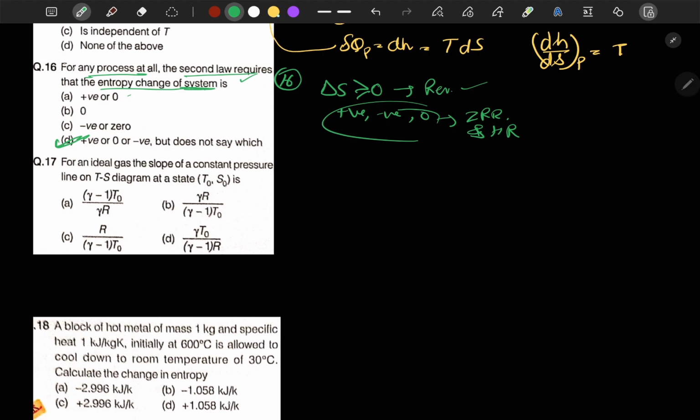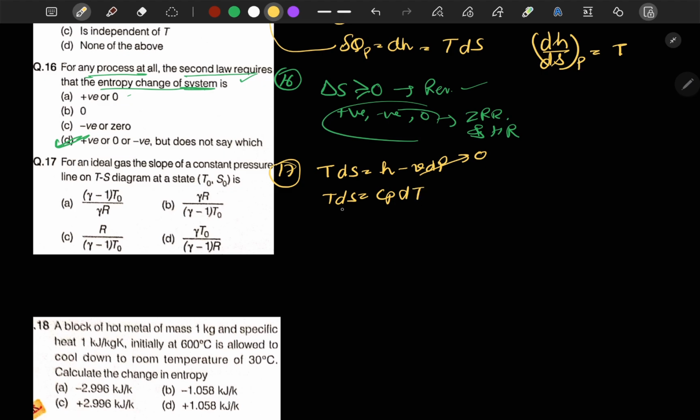Okay, now moving to question number 17, it is mentioned that for an ideal gas, the slope of constant pressure line on TH diagram at a state T naught. Okay, so from the TdS equation we know that TdS is equal to dH minus VdP. Okay, now since the process is at constant pressure, we can directly write dP as 0, and we can write TdS is equal to, for dH we can write it as Cp dT.